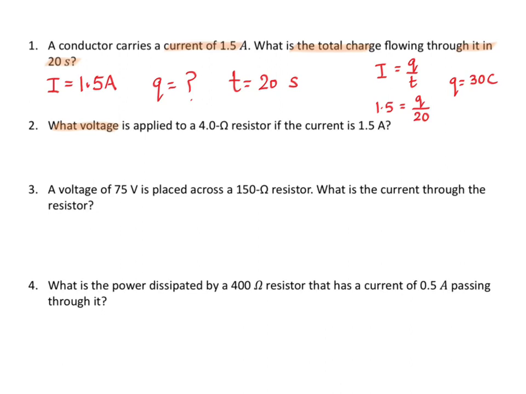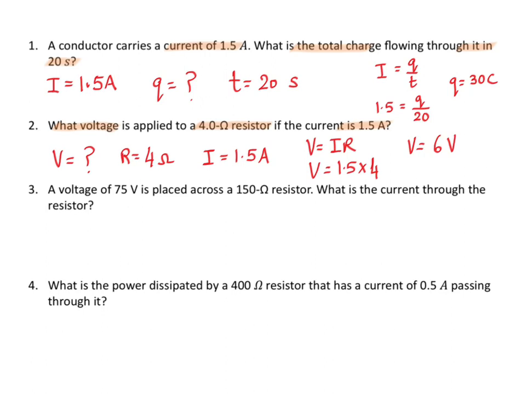Next question, what voltage is applied to a 4 ohm resistor? So we are asked to find V. The resistance is given as 4 ohm if the current is 1.5 ampere. So we'll use the formula V equal IR. I and R both are given to us. We can multiply it. We can get the answer as 6 volt.